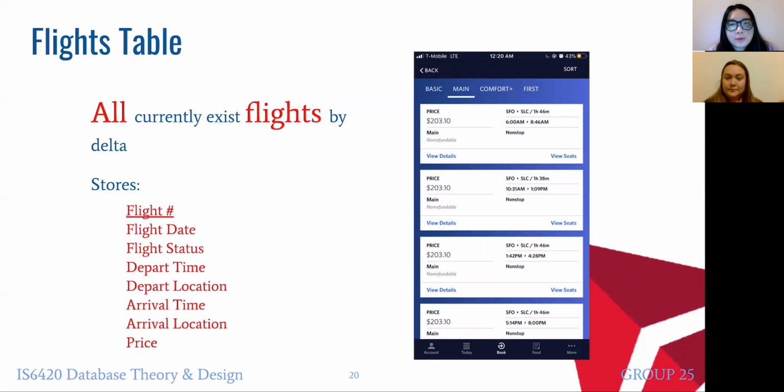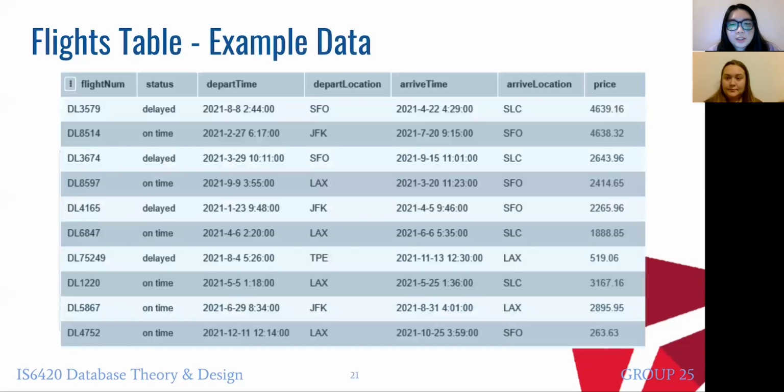Our flights table stores the information of each flight, such as the date, time, depart location, and arrival time and location, as well as the price for each flight, with the flight number as primary key. This table will be used for storing all currently existing flights by Delta. Here's a sample of what our flights table will look like when populated with flights.